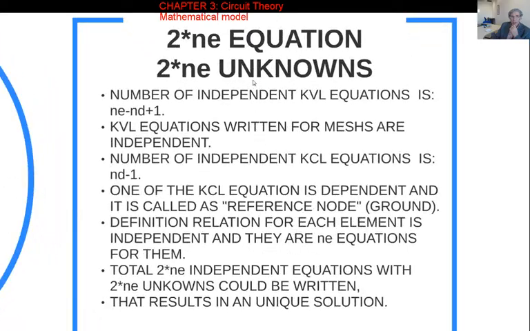Now we go back to the next frame. A bit of explanation for two NE equations and NE unknowns. The number of independent Kirchhoff voltage law equations is equal to NE minus ND plus 1. We already said that. How are we going to find these equations? The next explanation is this: Kirchhoff voltage law equations written for the meshes are independent. We already defined what a mesh is. A mesh is a special loop. If we write the Kirchhoff voltage law equations for these meshes, then these equations are going to be independent.